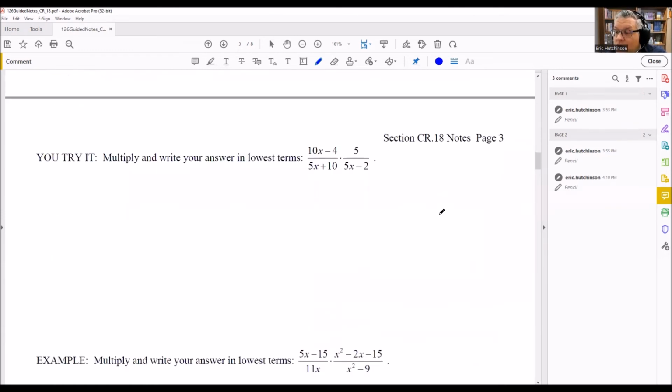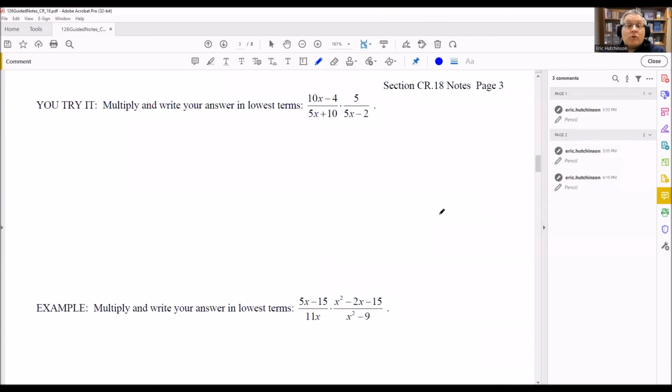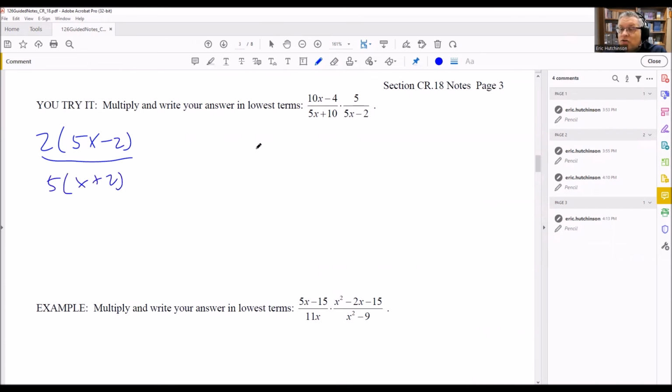Let's do one more. Okay, so one more, we will do factoring. Factor the top. For 10 and 4, the most I can pull out is going to be a 2. And so I have 2 times 10x divided by 2 is 5x. Minus 4 divided by 2 is negative 2. On the bottom, I can factor out a 5, and I get x plus 2 down there. Multiplying this by 5, and then on the bottom, 5x minus 2 will just be there as is.